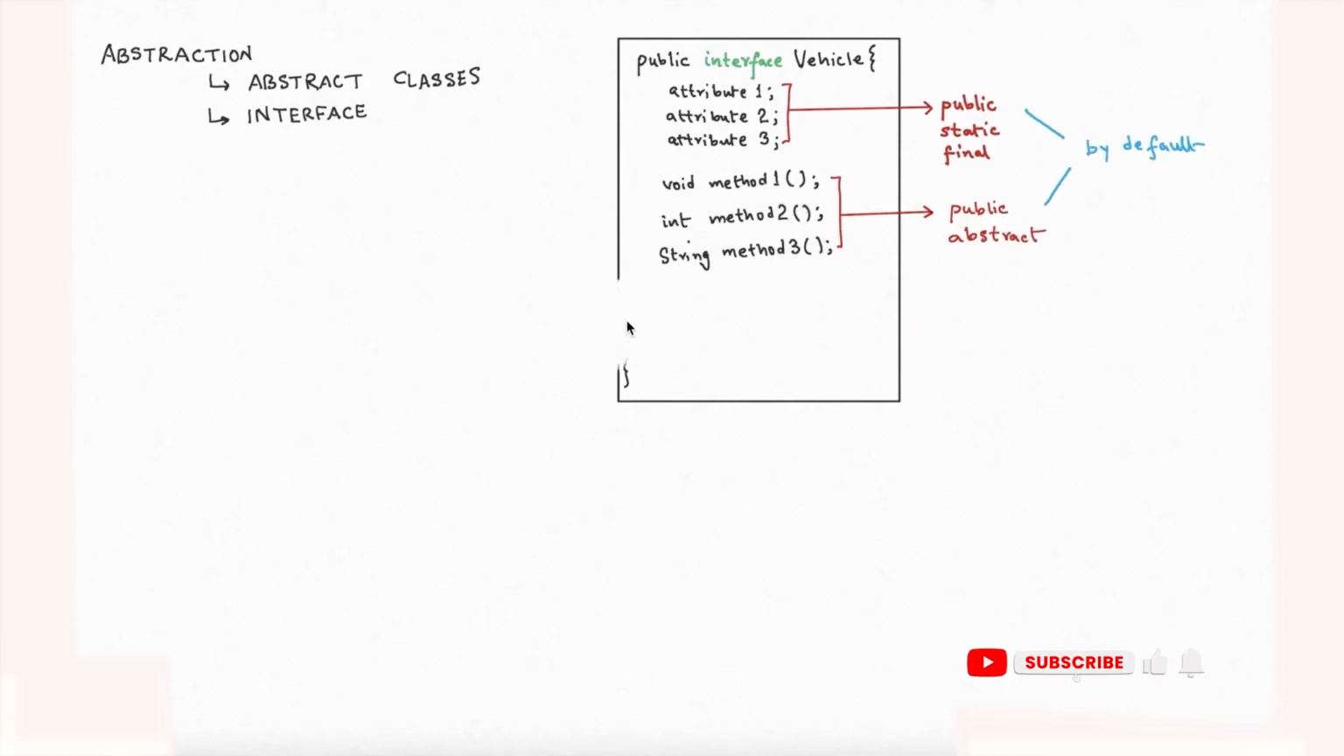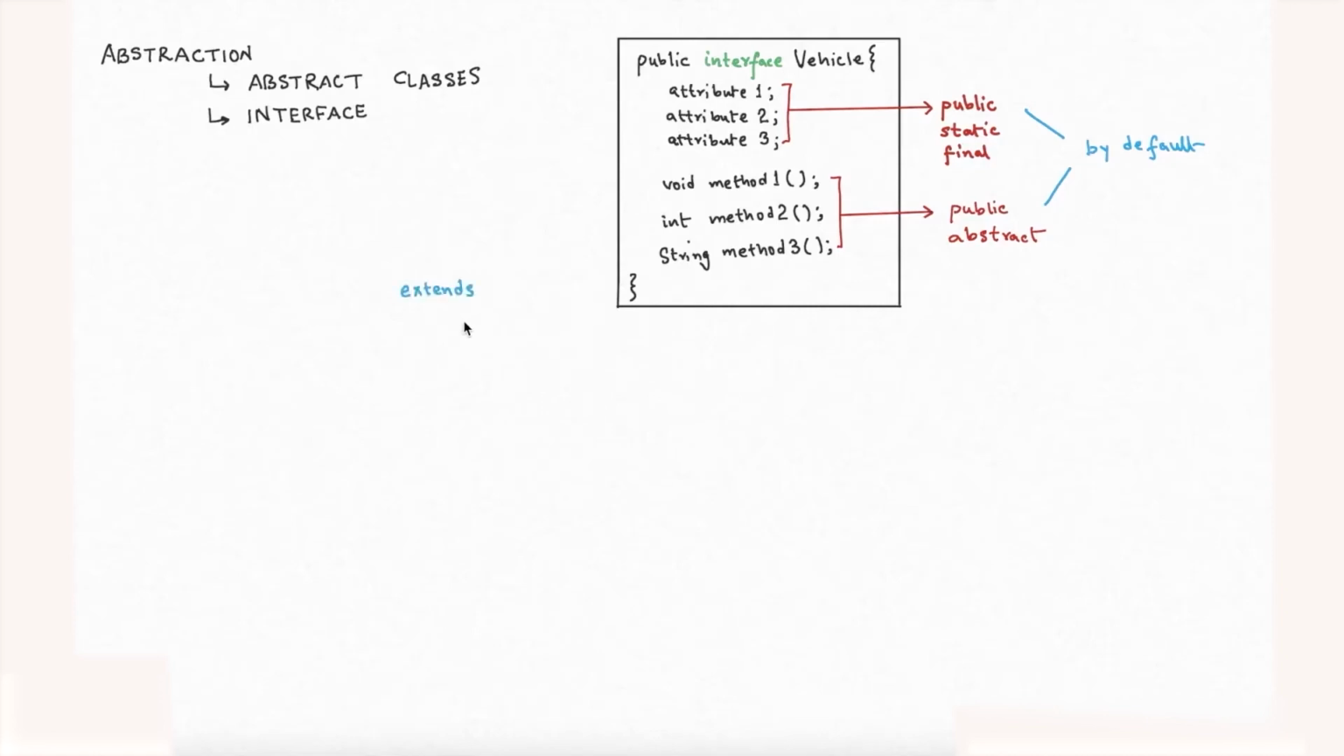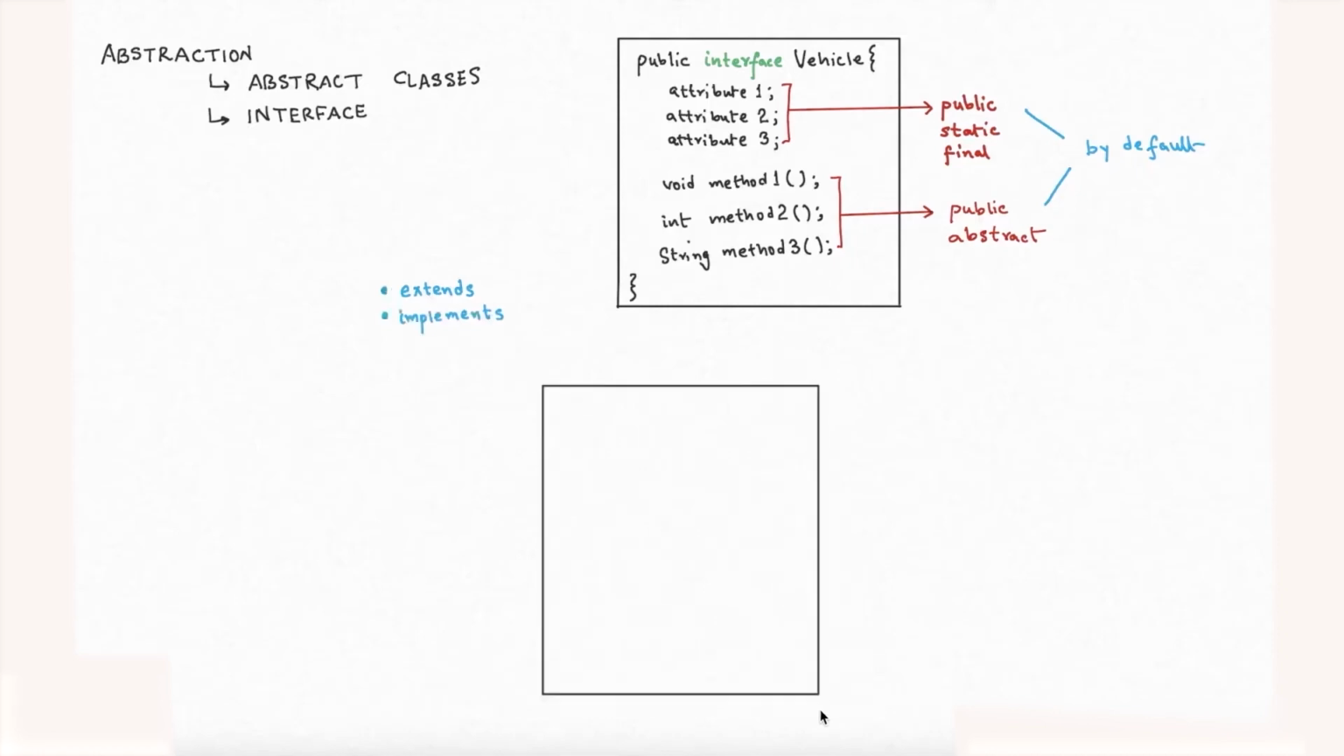How do we use an interface? It works almost the same way as using abstract classes. However, abstract classes are inherited from, which means that when another class wants to use an abstract class, that class uses the keyword extends. But when a class wants to use an interface, it uses the keyword implements. So if we have another class that wants to use the interface that we have defined here, it would use the keyword implements followed by the name of the interface.